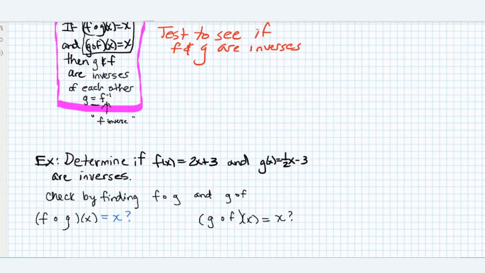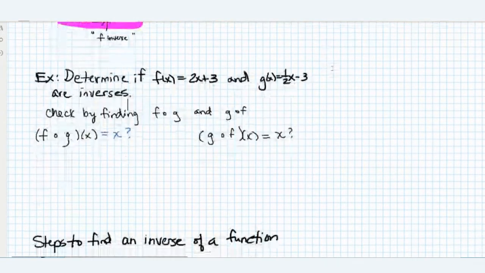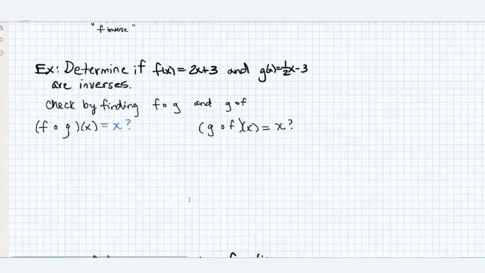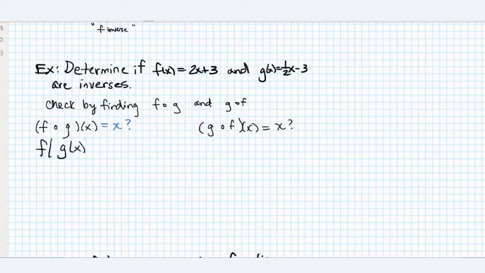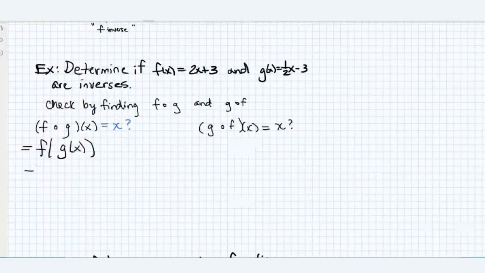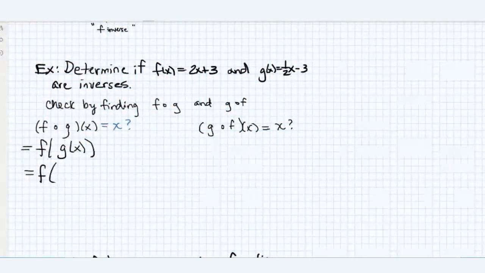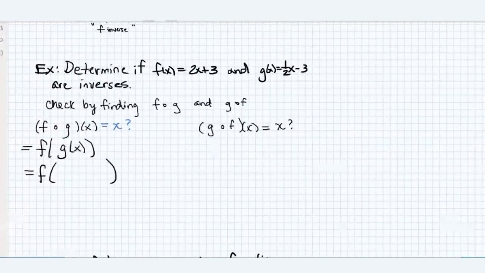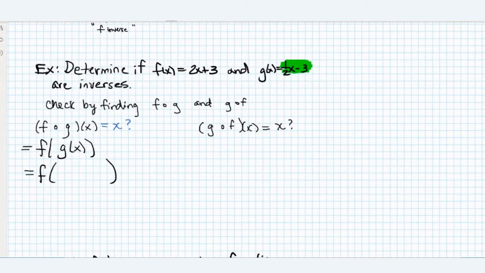Okay, so let's go ahead, and I'm going to do the first one with you, and then you will do the second one for a minute and see what you get. All right, so f of g, f composed with g of x is what that is. And we want to work from the inside out, so I'm going to replace g of x with what it's equal to. What it's equal to is 1/2 x minus 3.